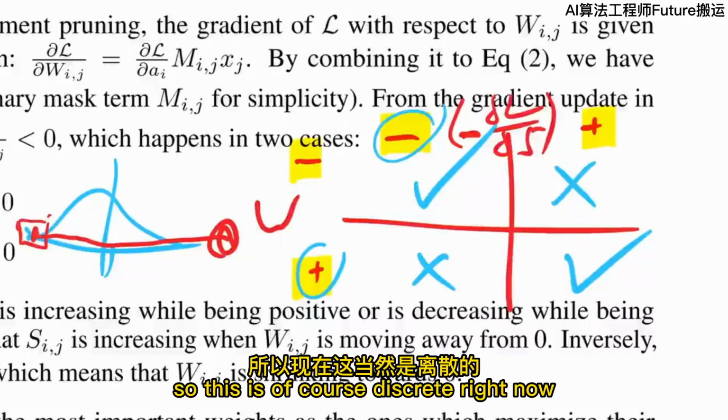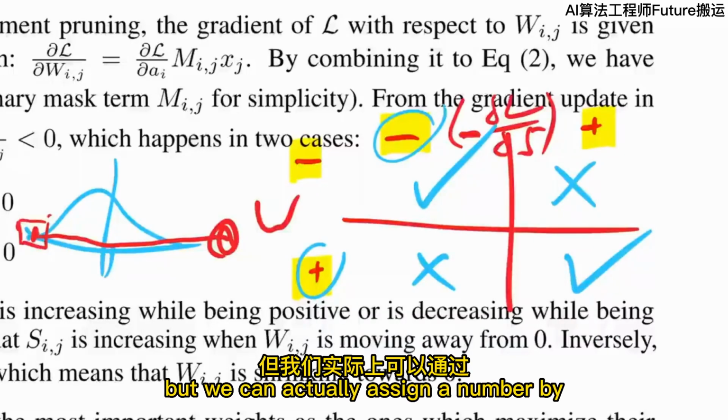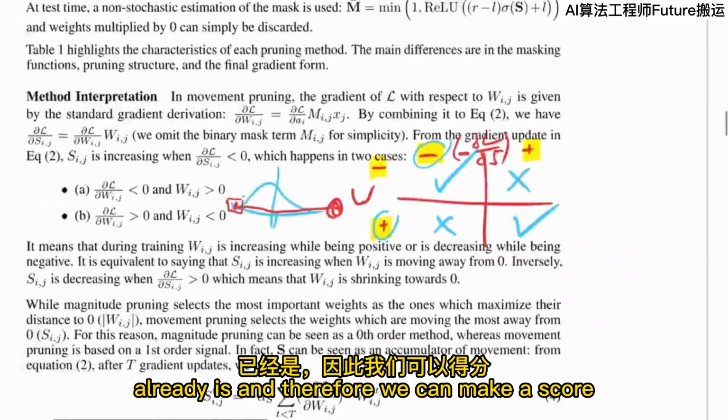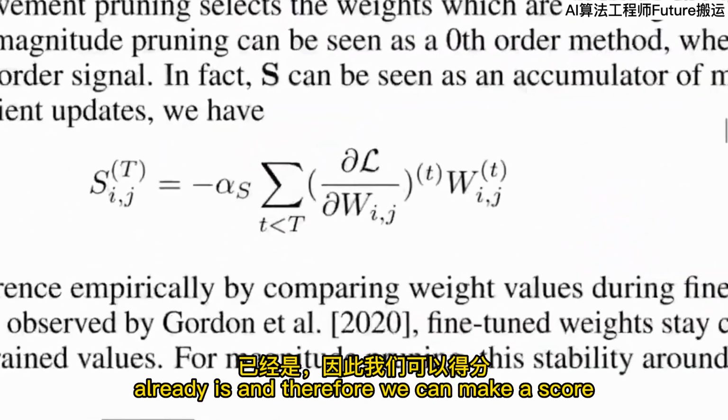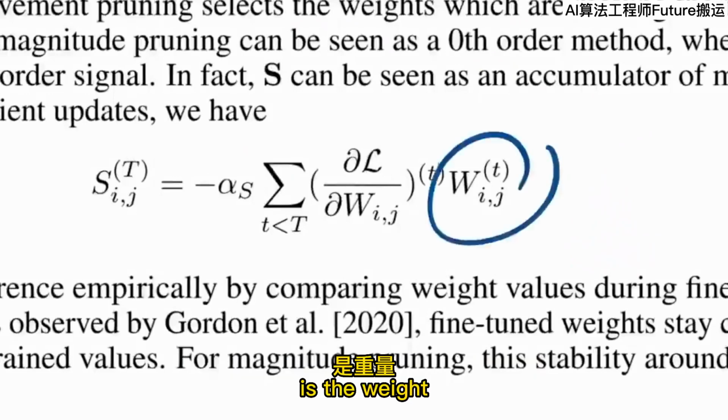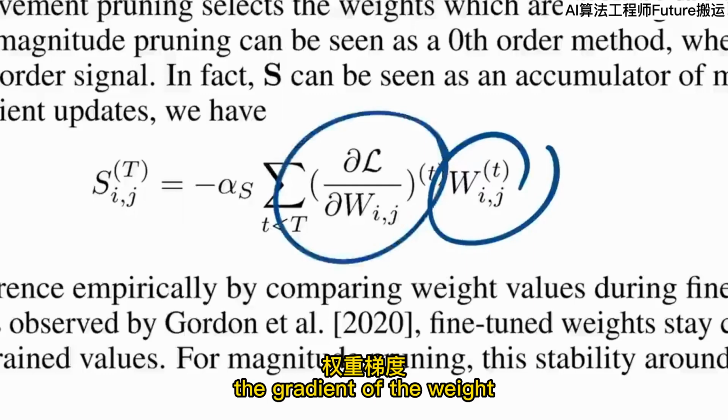So this is of course discrete right now, but we can actually assign a number by how large the gradient is and by how large the weight already is, and therefore we can make a score. So the importance score right here, as you can see, is the weight multiplied by the gradient of the weight.